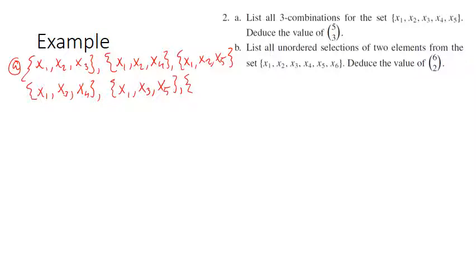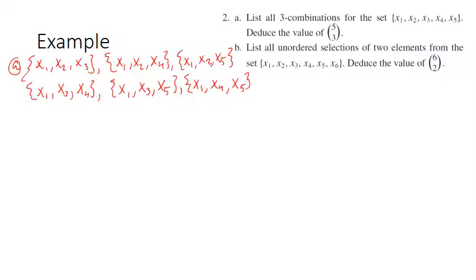So now let me do all the ones with x1 and x4. I already did two that have x1 and x4 in them, so I'm going to skip those. And the next one will be x5. Okay, so that is all the ones with x1 and x4.